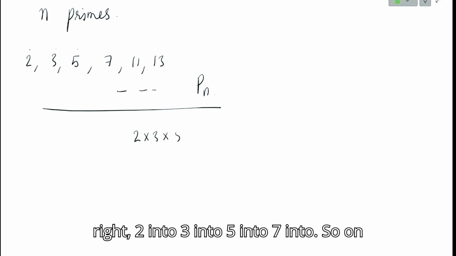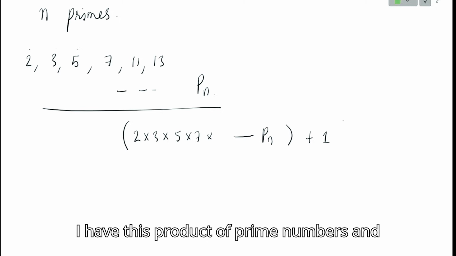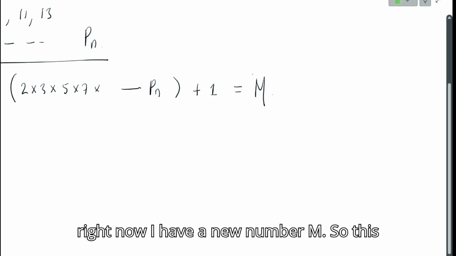I'll write 2 into 3 into 5 into 7 into so on, Pn. Then I add 1 to it. So I have this product of prime numbers and 1. Let's call this M, capital M, okay? So right now I have a new number M.